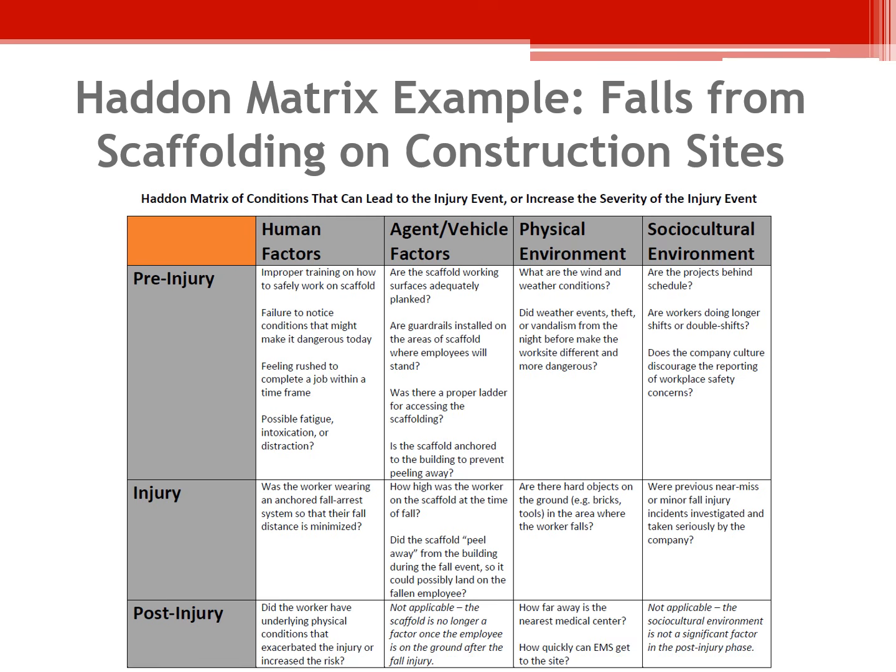Within your Haddon matrix major assignment, I've included an example. In this case, the example being trying to prevent falls from scaffolding on construction sites. The way that you need to do it is just like I'm showing you here. You just start with a table of the conditions that can lead to the injury event or increase the severity of the injury event. So in other words, start with a table of the bad things, and you put them in the human factors, agent vehicle factors, physical environment, sociocultural environment at the pre-injury, injury, post-injury phase. And you'll see in this example I've given you here, there's at least a couple where it's not applicable. And it's okay to say that.